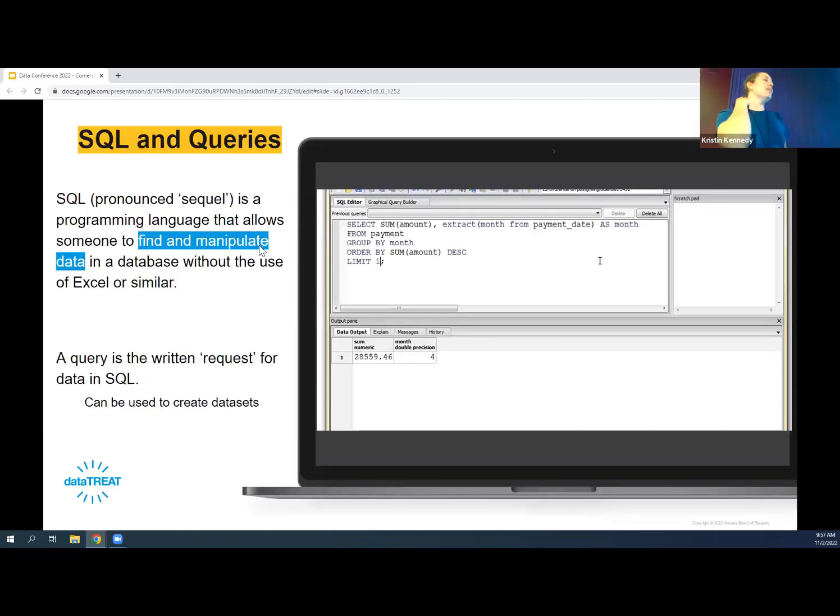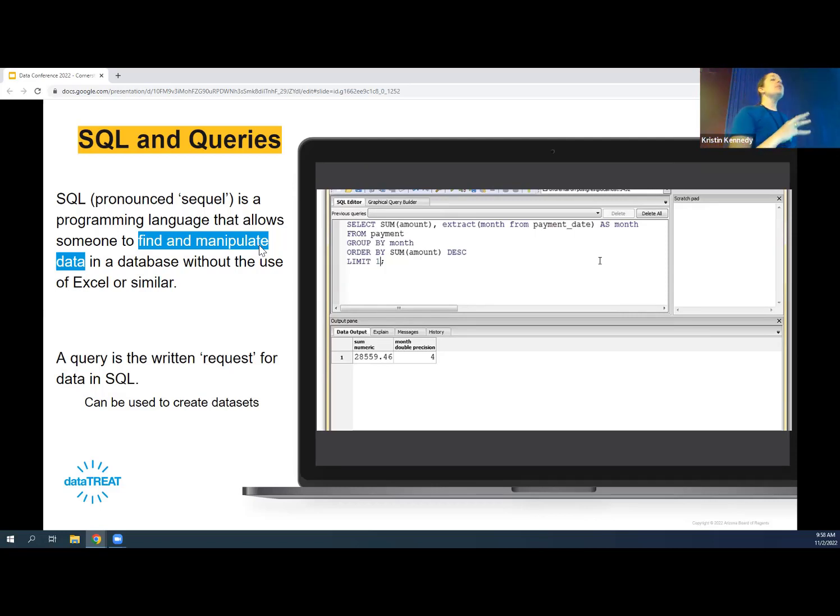Okay, SQL and queries. You'll hear SQL and queries. SQL is pronounced S-Q-L, though some people still say "sequel," whichever. You'll hear this a lot when you're talking with data analysts or data scientists. SQL is a programming language, and people might argue that it's not, but we're going to call it a programming language for the sake of simplicity.